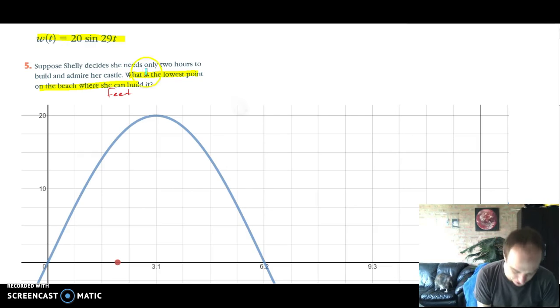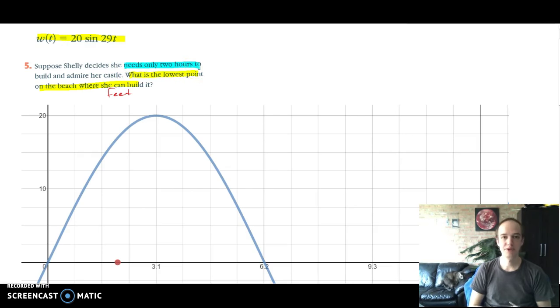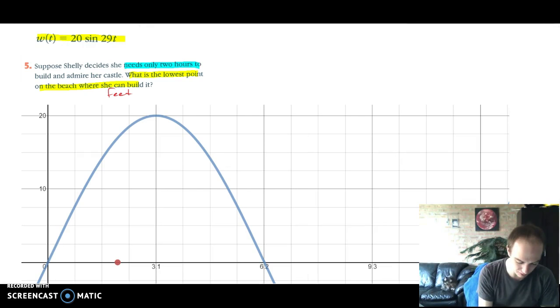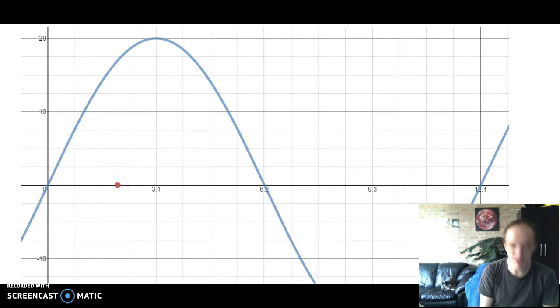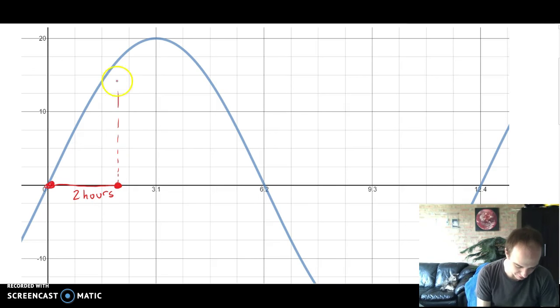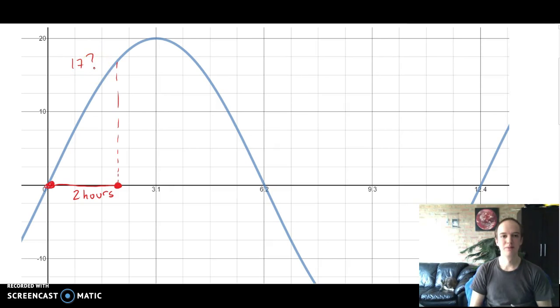In the statement, they say that she needs only 2 hours to build and admire her castle. So the first thing you might think is, well, what if she spends just 2 hours right at midnight starting to build her castle. And she starts right here, and she builds until this dot right here, and that's 2 hours. The problem with this is that then if you calculate the height after 2 hours, it's going to be something like, it looks like maybe 17. But that violates a different part of the problem.